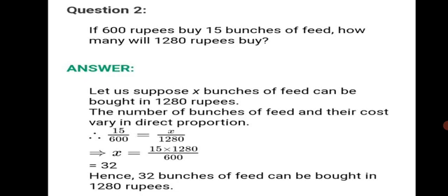So you saw as the cost increased, the number of bunches of feed also increased, which tells us that it is in direct proportion. So whenever both quantities are increasing or both quantities are decreasing, then we can say they are in direct proportion.